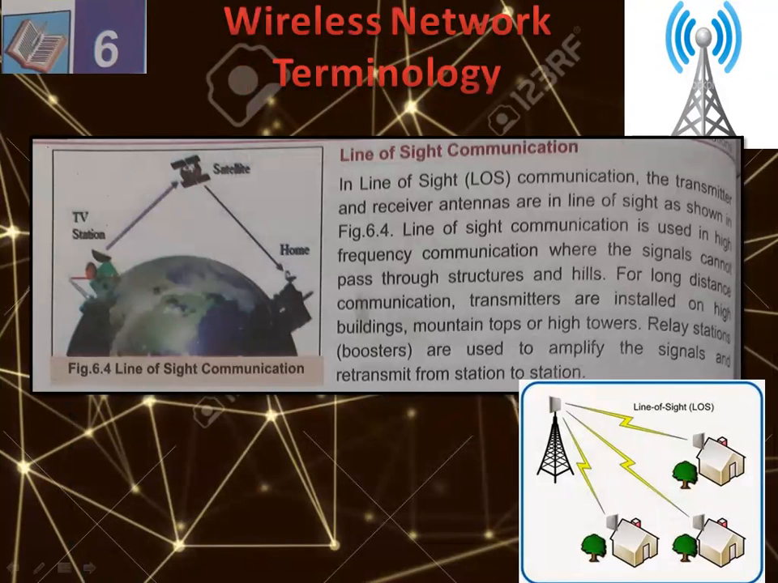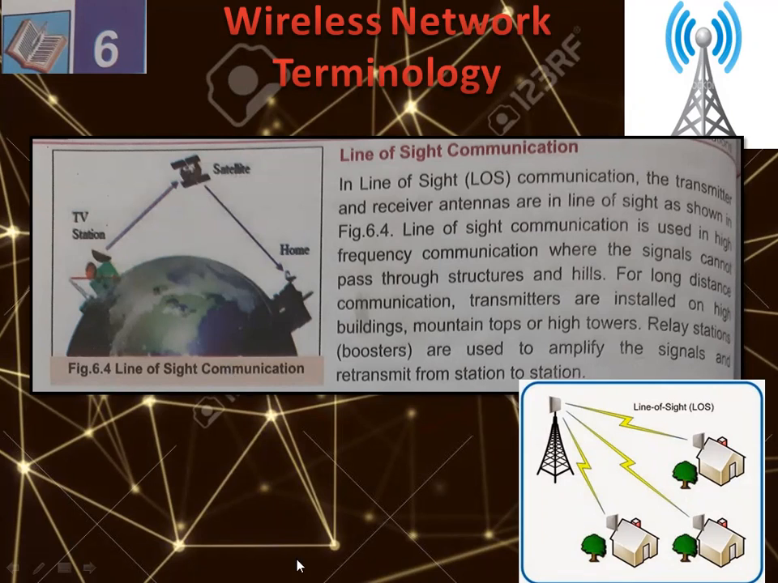Line of sight communication. In line of sight (LOS) communication, the transmitter and receiver antennas are in line of sight, as you can view on your screen. So they have a clear and direct line of sight. So here we have the TV station, then the satellite station, and then home. They have clear line of sight communication, and the signal can transfer from the ground station to the earth station and then be amplified and regenerated to the destination.